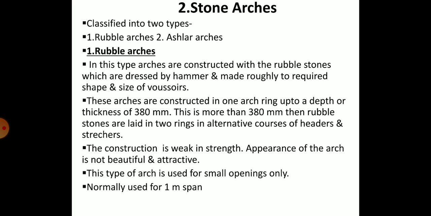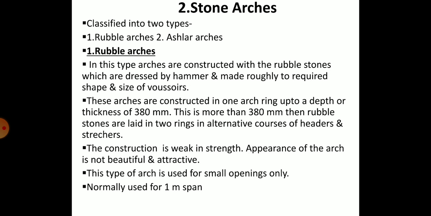So what do rubble arches mean? This type of arch is constructed with rubble stone, which is dressed by the hammer and made roughly to the required shape and size of the voussoirs. These arches are constructed in one arch ring up to a depth or thickness of 380 mm.